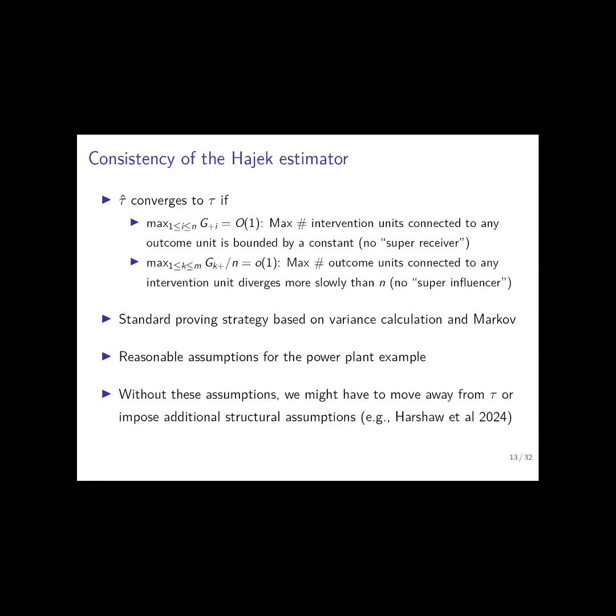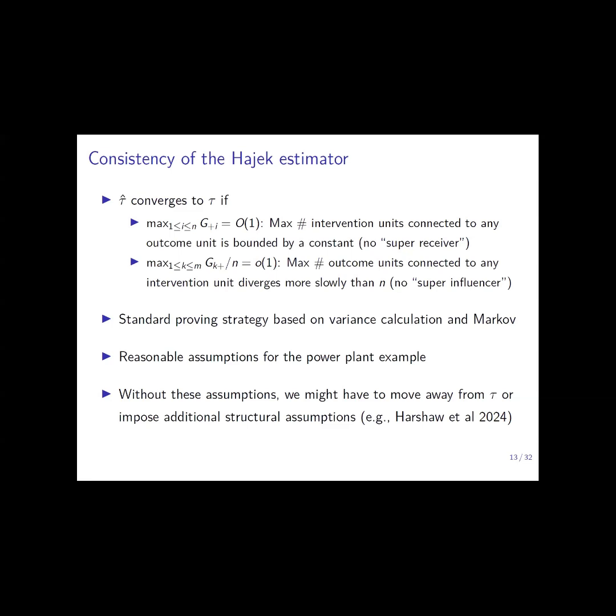The other one is the other direction. For every intervention unit k, you count how many outcome units connect to it. The maximum number of outcome units can grow, actually. We only assume it's slower than n. That's good enough. Why do we have asymmetry? Because the formulation of our model only has randomness on the Z part. Only the intervention randomization part is random. We're conditioning on the potential outcomes.